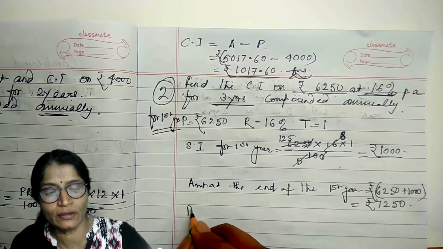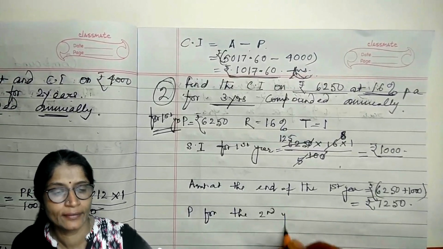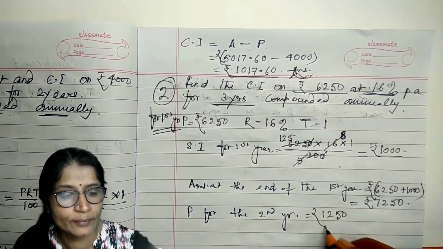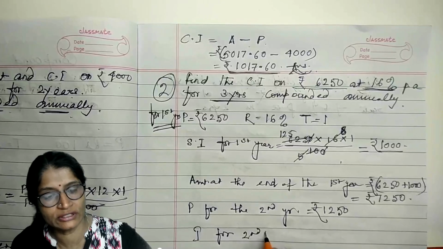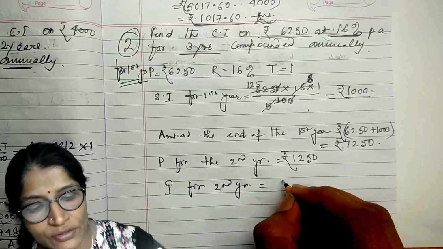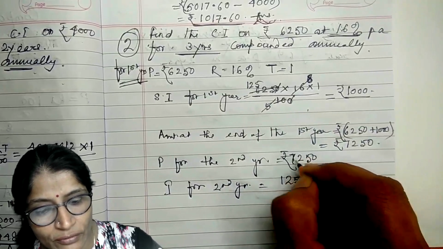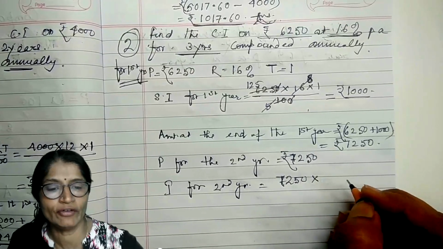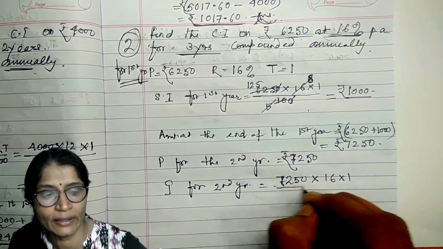So principal P for the second year is equal to the amount for the first year, that is 7250. Okay. Now interest for the second year is equal to PRT. P is your 7250, sorry, 7250. Principal into rate of interest, which is the same, 16, and time duration for the second year is 1 year, divided by 100.